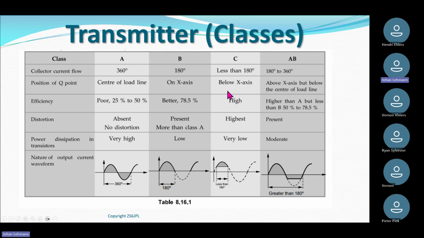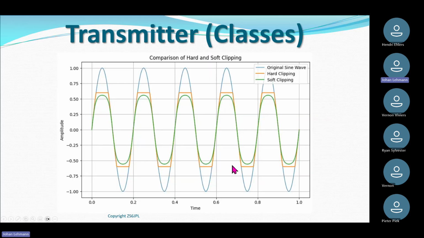And then if we look at class C, efficiency is very high. Now, typically around about 80 or 90%. So very little heat is dissipated in power transistors, and distortion is normally very high. But now, let me go to the next one for you, and it may make a bit more sense.